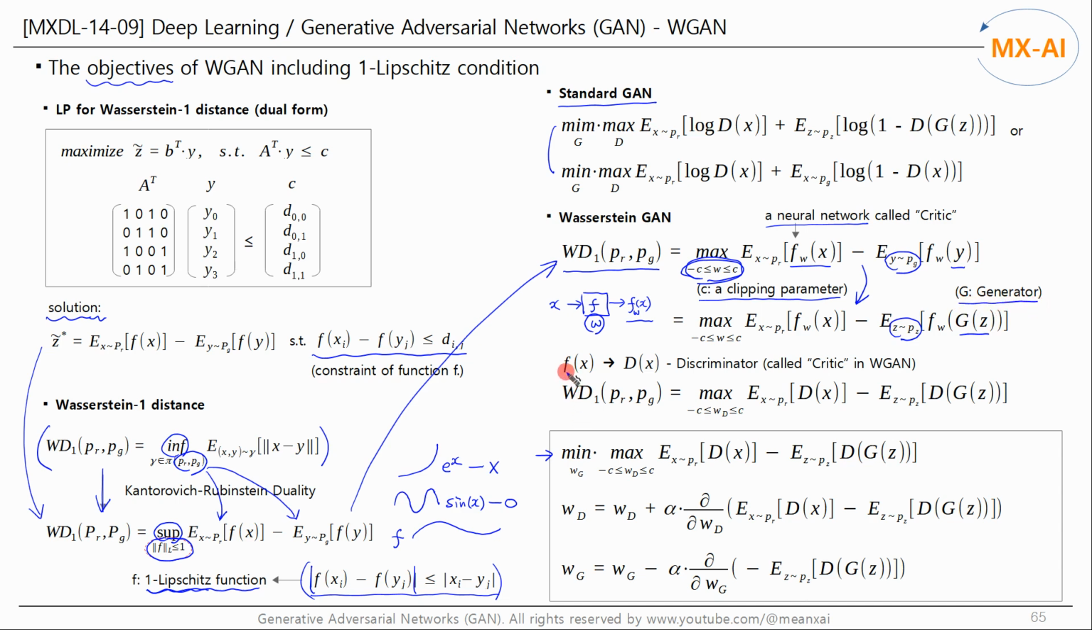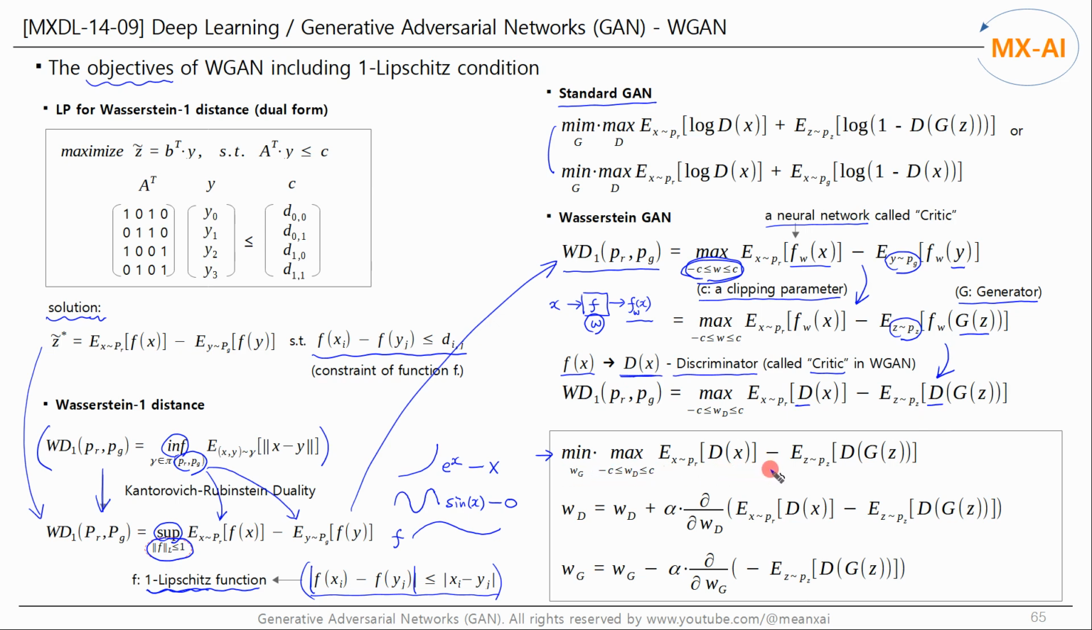Now let's denote f of x by the critic network D of x. This is a critic network, but we will denote it as D in the standard GAN notation and call it the discriminator. Then this expression can be written as follows. We estimate the Wasserstein 1 distance using a discriminator. The discriminator in a standard GAN acts as a classifier, whereas the discriminator in a WGAN acts as a regressor.